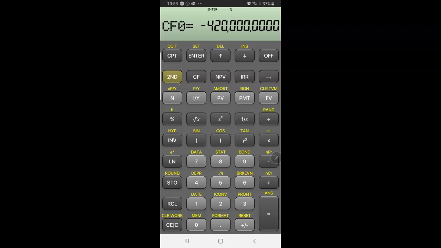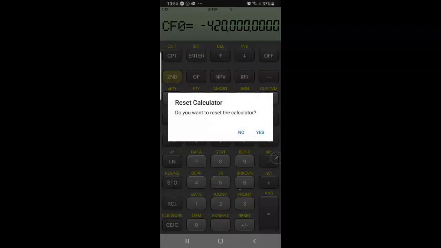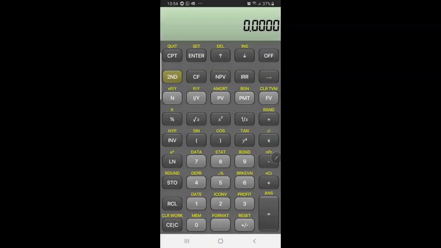In project B, I need the cash flows to be changed. So one way is you can go for second, reset. It says, do you want to reset the calculator? Yes. Okay, now check, the cash flow is not there. So now we can feed the project B version.